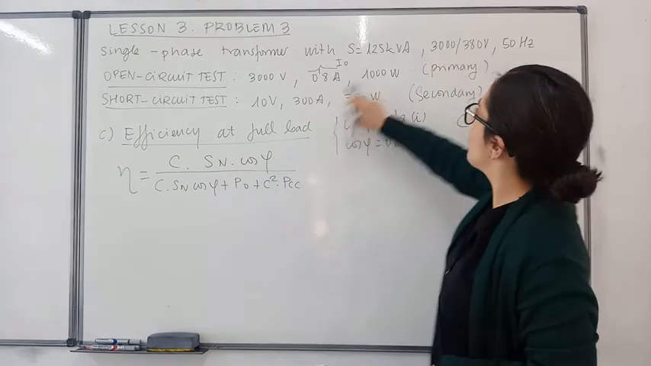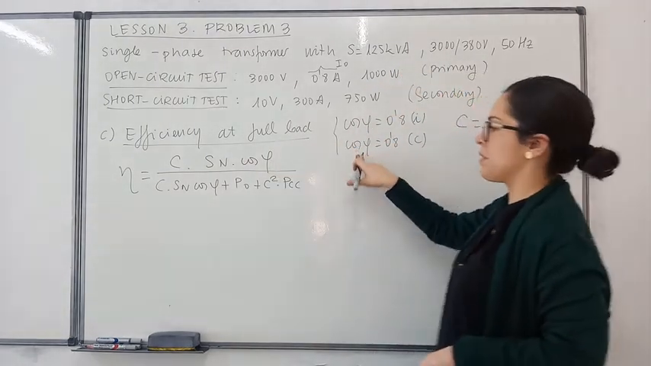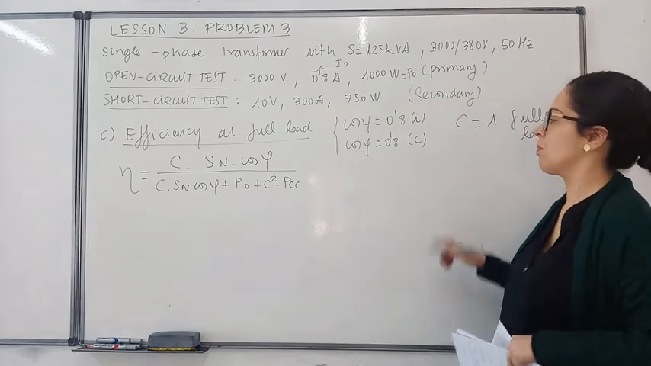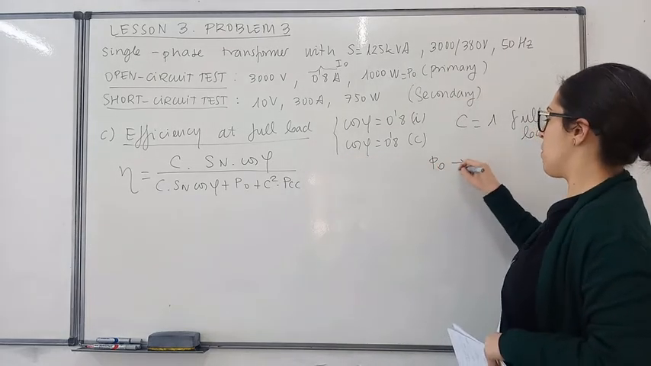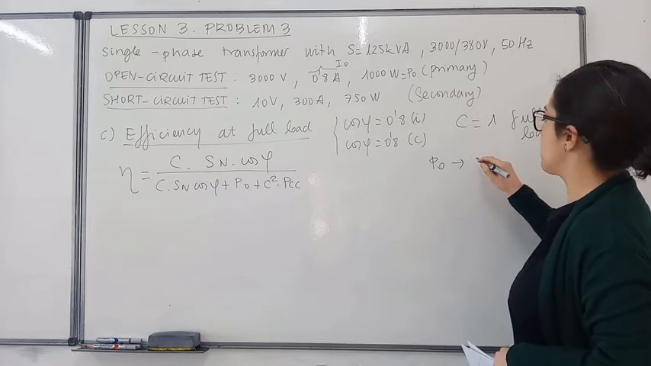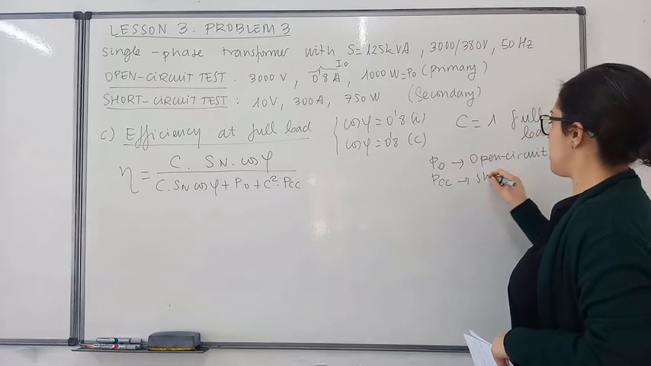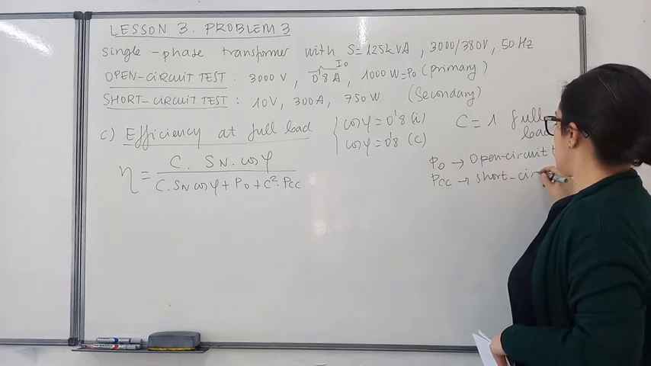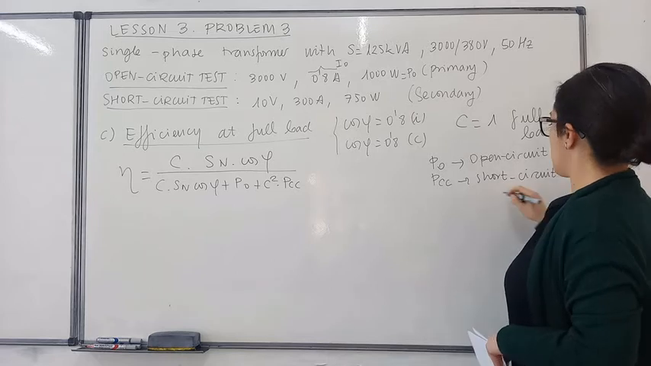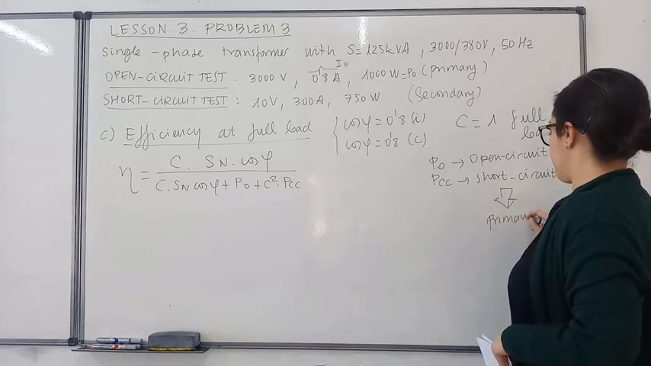Sn is the nominal apparent power of the transformer. Cosine of the angle is the power factor. P0 is the power in the open circuit test in the primary. PCC is the power in the short circuit test, but both must be performed in the primary.